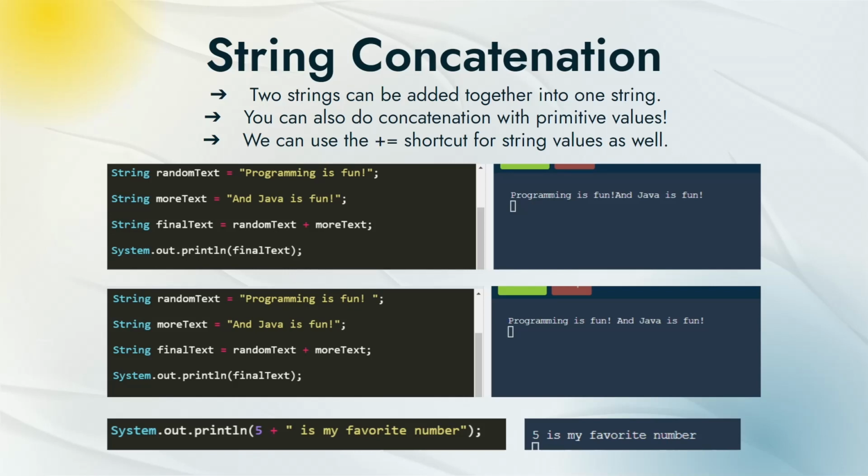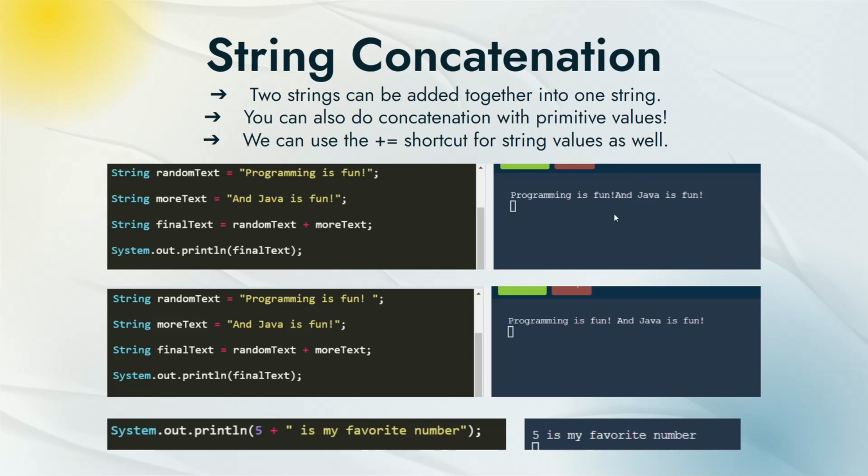So the next thing we'll be looking at is string concatenation. String concatenation is basically how you join two strings. Two strings can be added together into one string. You can also do concatenation with primitive values. You don't have to do it with just strings. So let's say we had a string variable called randomText equals "programming is fun", and then a string variable called moreText equals "and Java is fun", and then I created a variable called finalText equals randomText plus moreText, and then I printed finalText, and as you can see, it combines the two.